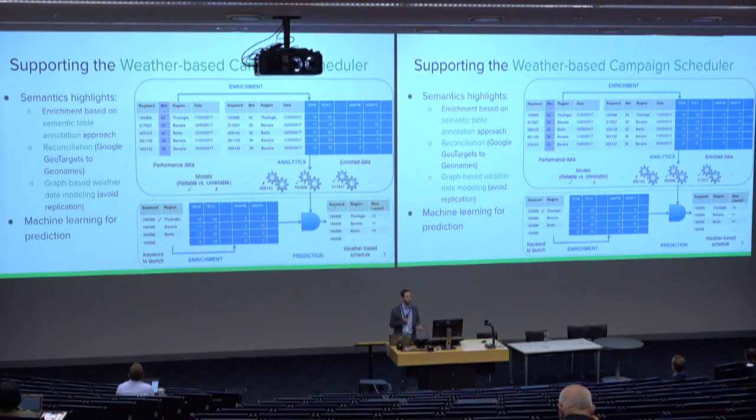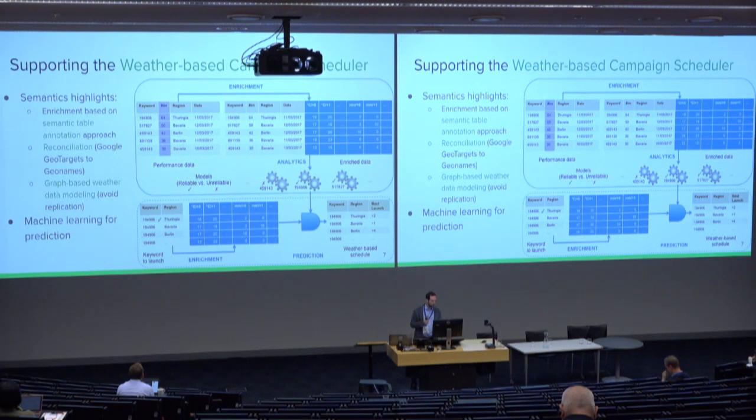How to support the weather-based campaign scheduler? We don't have the weather data already available in the JOT dataset. So we need to extend this dataset with weather features and then to train machine learning models. Semantics together with machine learning are the two technologies that JOT thinks are useful to solve this problem.